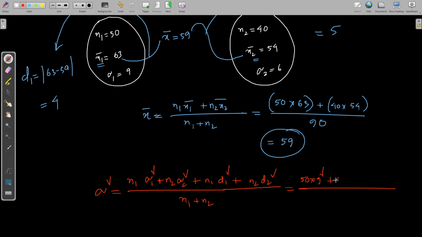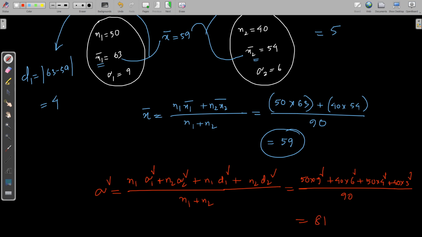Then we have n2 which is 40. What is sigma 2 square? It is 6 square. Then again n1 which is 50. What is d1? d1 is 4. So 4 square. Then n2 is 40, d2 square is 5 square. N1 plus N2 will be again 90. After simplifying this, we will get the answer as 81.